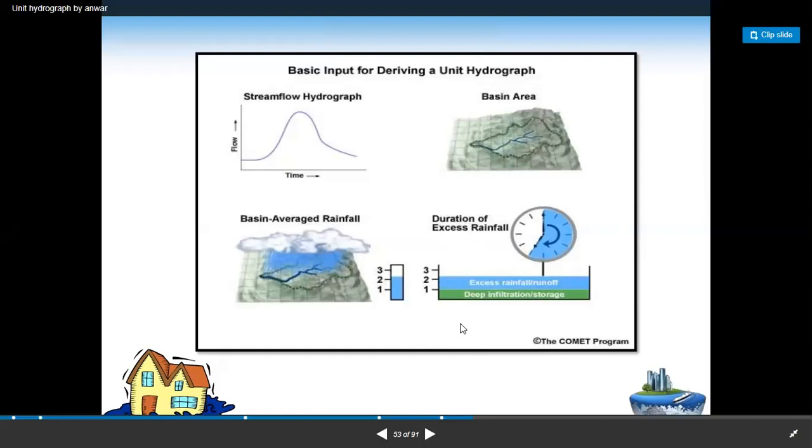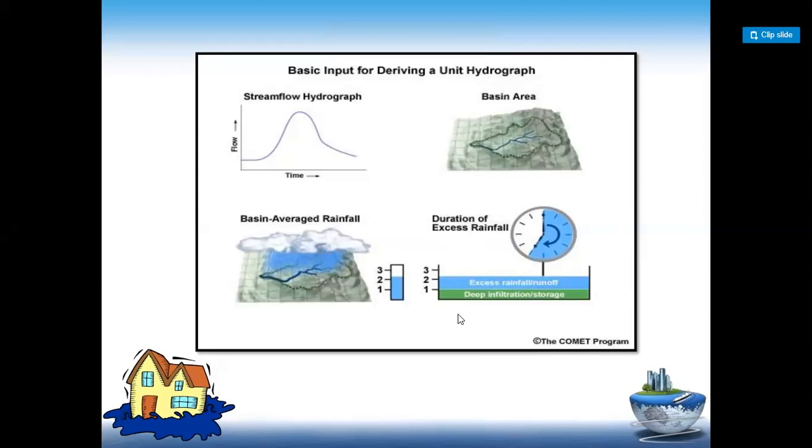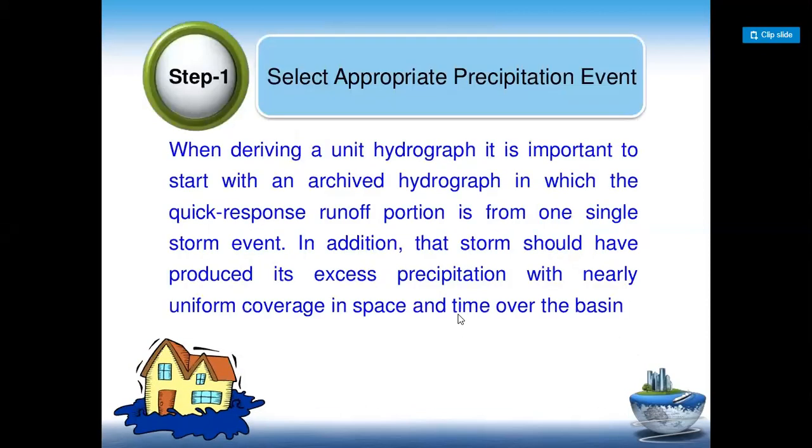So guys, if anybody asks us what the basic inputs for deriving a unit hydrograph are, we have to tell: first stream flow hydrograph, basin area, basin average rainfall, duration of excess rainfall. And here, guys, the appropriate precipitation event.